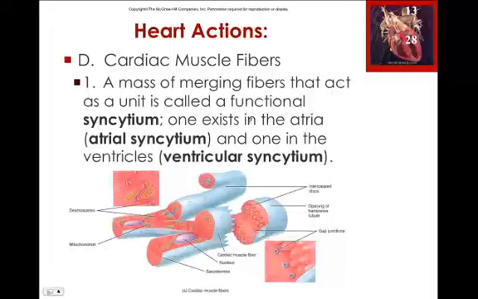But what that does is that allows the heart to contract as a unit, or what we call a functional syncytium. So one exists in the atrium, meaning the atria will all contract together. So we call this an atrial syncytium. And then the ventricles will all contract together, and we call that ventricular syncytium. So we're going to talk about how this happens here now.